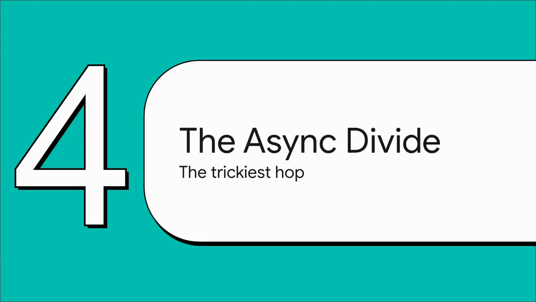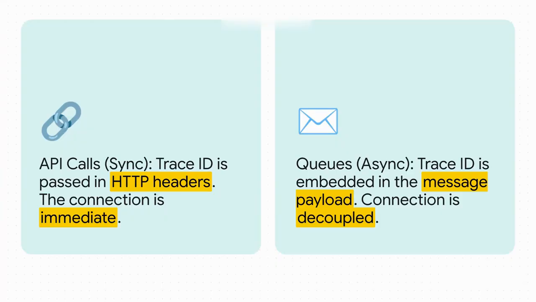Okay, so now we come to the part where most of these tracing efforts tend to fall apart. Asynchronous communication. When one service just drops a message into a queue for another service to pick up, who knows when, that direct, immediate connection is broken. So how do we keep our trace alive across that gap? And what's really interesting here is the contrast. You see, with a direct API call, passing that trace ID in a header is simple, it's immediate, but with a queue, the services are decoupled. The service sending the message might have no idea who is eventually going to pick it up. So we can't rely on headers anymore. The trace has to become part of the message itself.